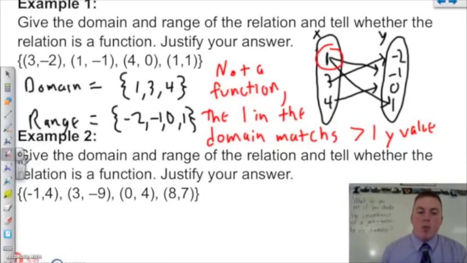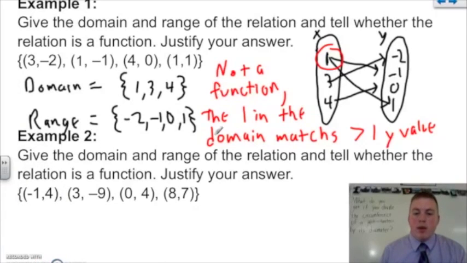Alright, let's look at one more example of this. And I'm going to try and do this one without the map so that we can see that you can still do this without having to draw the map every time. That's just a helpful hint if you're having trouble separating the domain and range. So we want to give the domain and range of the relation and tell whether the relation is a function again and justify our decision. So let's look at the domain.